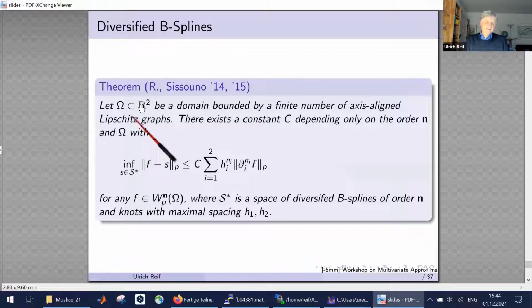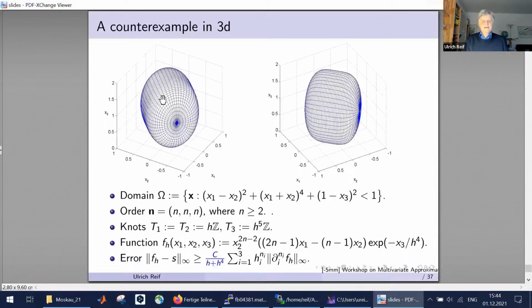But here's the restriction. This is valid only in the bivariate case. Of course, there are many important applications where you are in 2 dimensions, but what happens in R3? Here is a counterexample. The domain omega is bounded by an algebraic surface. So here is the equation. You see a degree 4 polynomial, and the boundary of this domain is as smooth as it could be, and it's convex. So this is kind of the optimal situation.